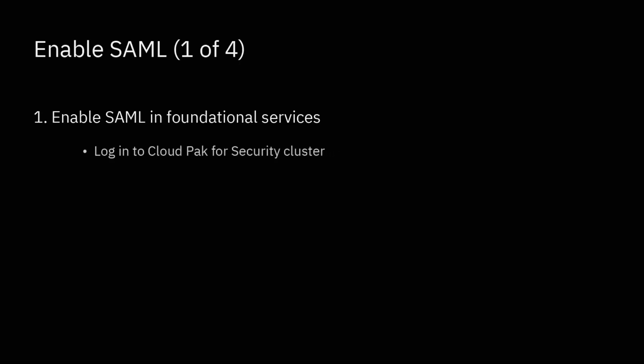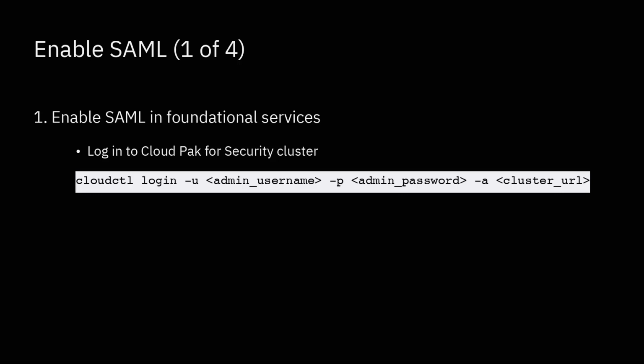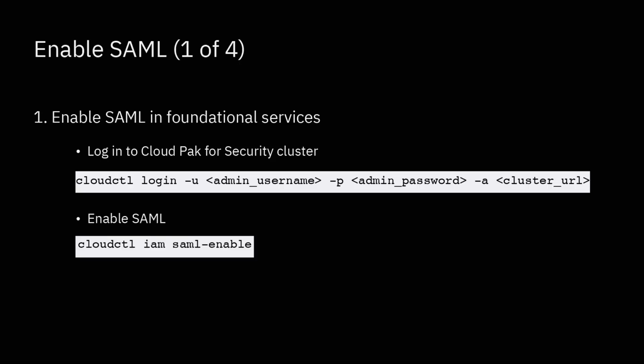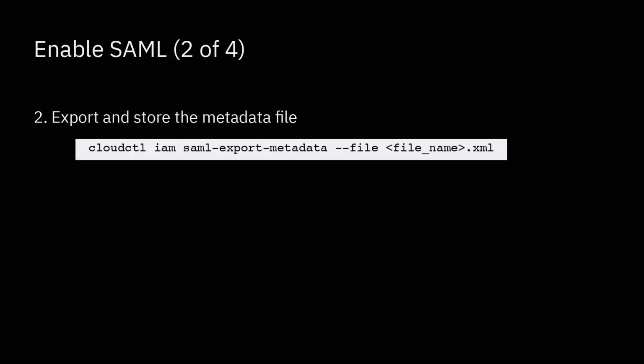Start the configuration process by enabling SAML in the foundational services and obtain the data that is required to create an application in IBM Security Verify. Log into the Cloud Pak for Security cluster by replacing the variables and running the following command. Then enable SAML using this command. After that command has finished successfully, export and store the metadata file from foundational services using the following command.